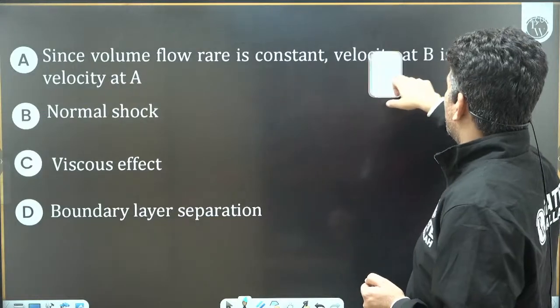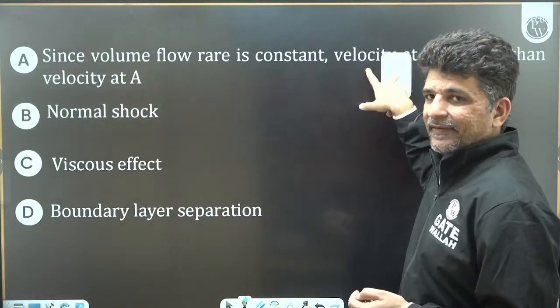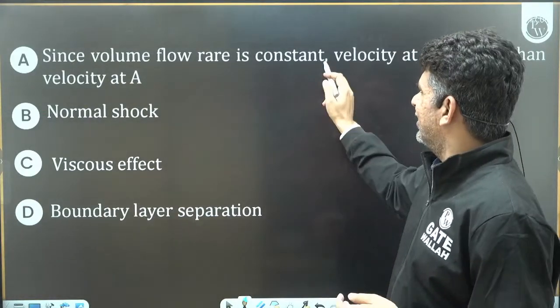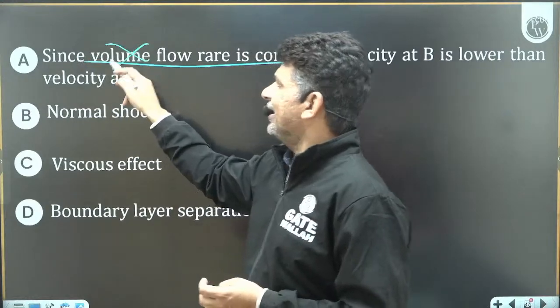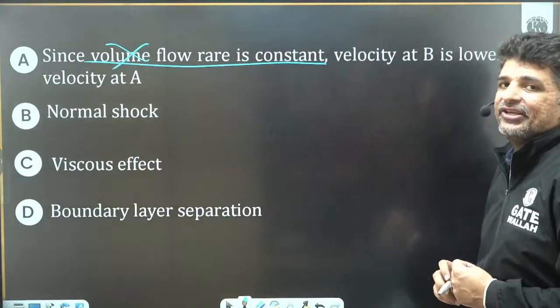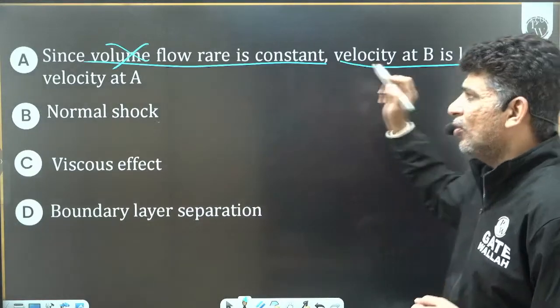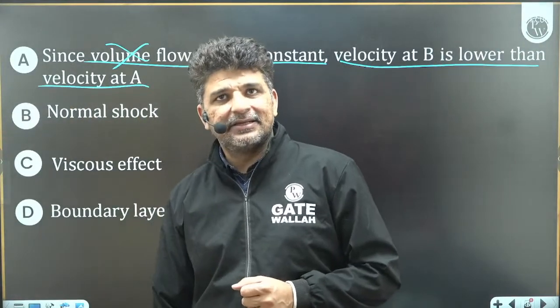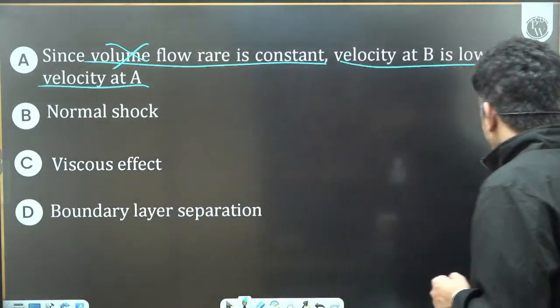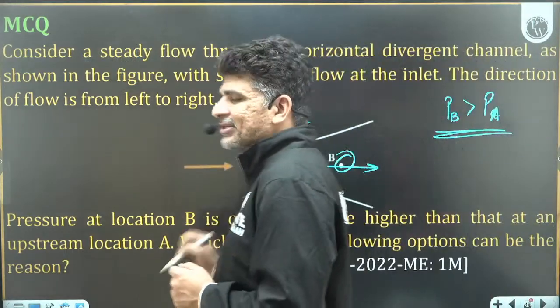Volume flow rate is constant? In fact, sorry, this is again not constant. The volume flow rate is changing. It is increasing. Okay. Velocity at B is lower than velocity at A. This is correct. But why is velocity at B lower than velocity at location A?